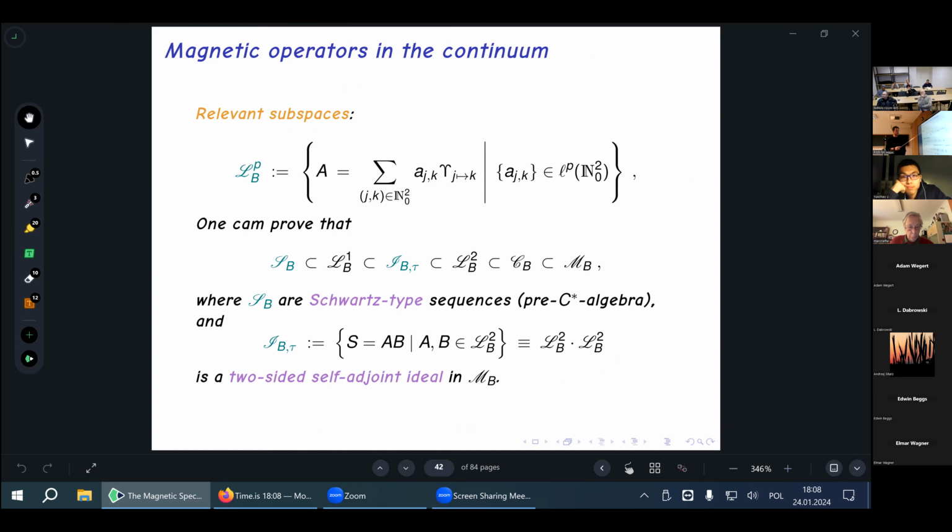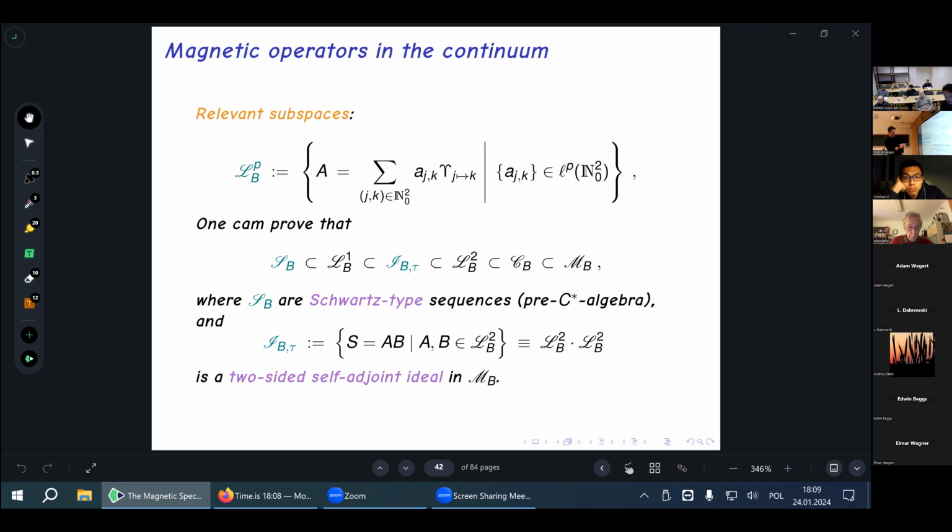Now, I have this operator, upsilon JK, and I can construct the relevant Banach spaces. How do I construct these spaces? Just linear combinations with coefficients which belong to an LP space. I'm really interested in P = 1 and P = 2, and you have this inclusion. These S are just Schwartz-type sequences, when I replace the LP with fast decaying sequences. Indeed, in this case, this S is a pre-C*-algebra. It's a very strong object.